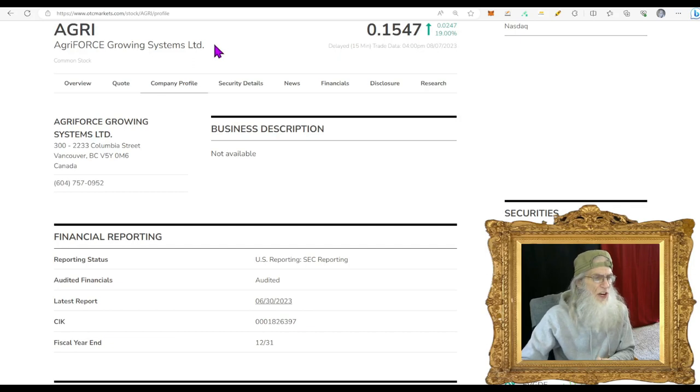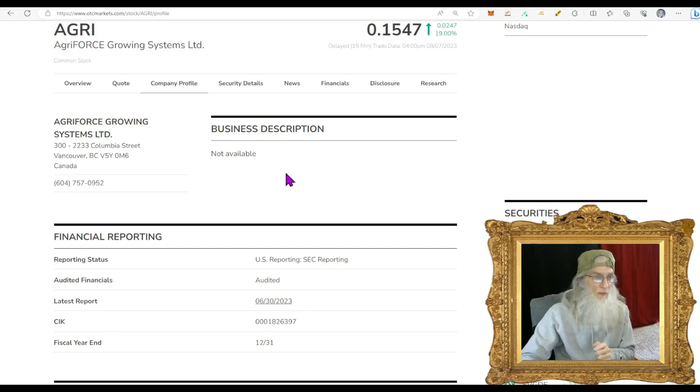So ticker AGRI, she finished the day at roughly 15.5 cents with 19% gains. She's a penny stock on the NASDAQ. That means you can trade her for free. You can trade her pre-market, aftermarket. Lots of benefits with these major exchange penny stocks.